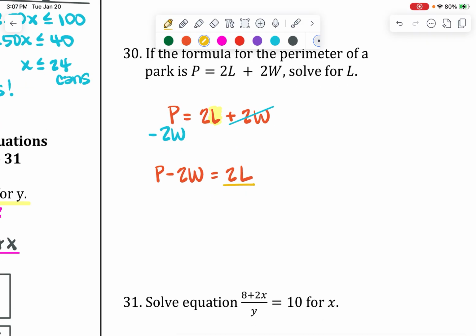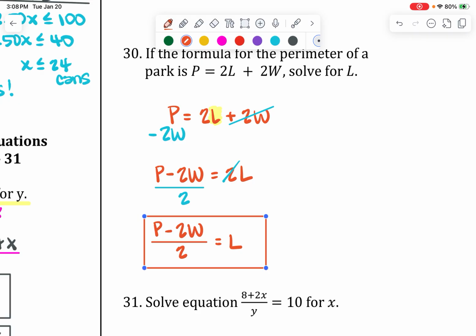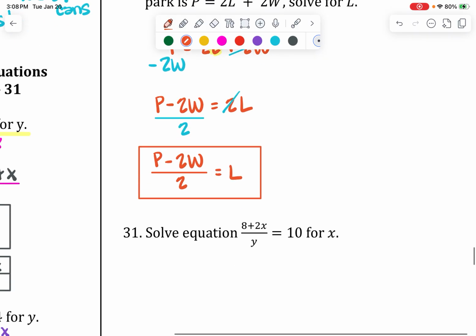And then lastly, I'm going to divide by 2. Oops, sorry, let me keep my colors consistent. All right, so we're going to divide by 2. So that gives us P minus 2W divided by 2 equals L. And voila. Now you know what I have to say.